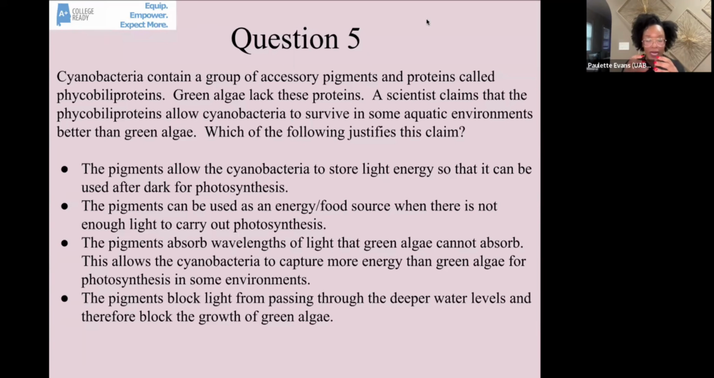So again, zero in on what the scientist is trying to say, and then find the answer choice that is most synergistic. Is it the pigments allow the cyanobacteria to store light energy so that it can be used after dark for photosynthesis? The pigments can be used as an energy or food source when there's not enough light to carry out photosynthesis. The pigments absorb wavelengths of light that green algae cannot absorb. This allows the cyanobacteria to capture more energy than green algae for photosynthesis in some environments. Or the pigments block light from passing through the deeper water levels and therefore block the growth of green algae.